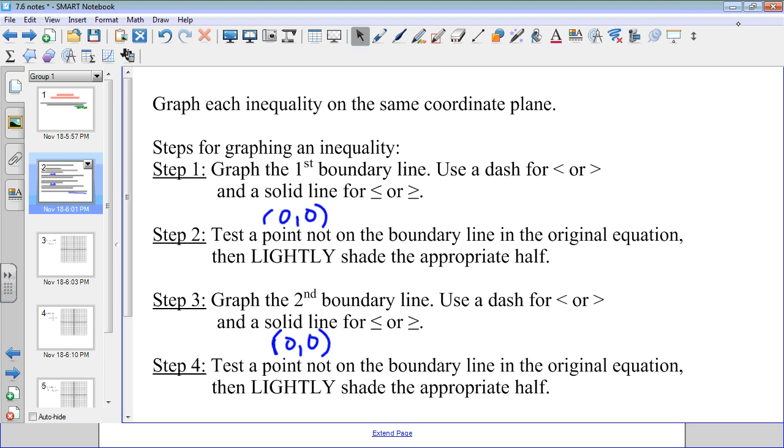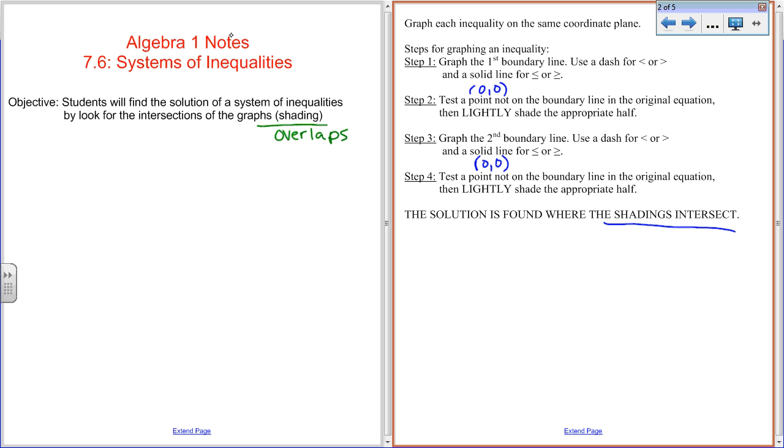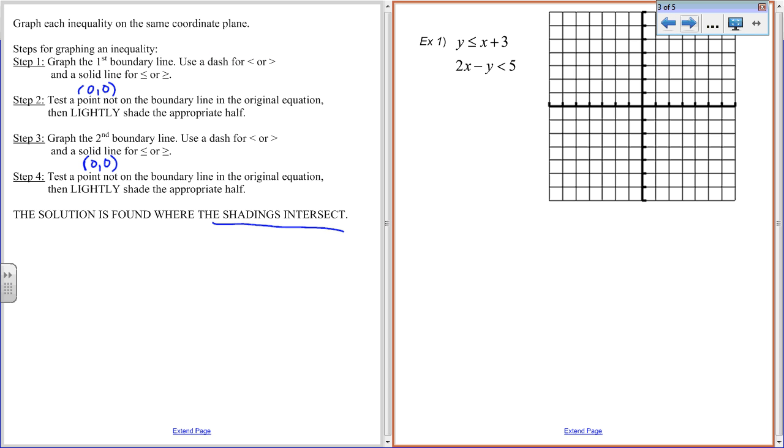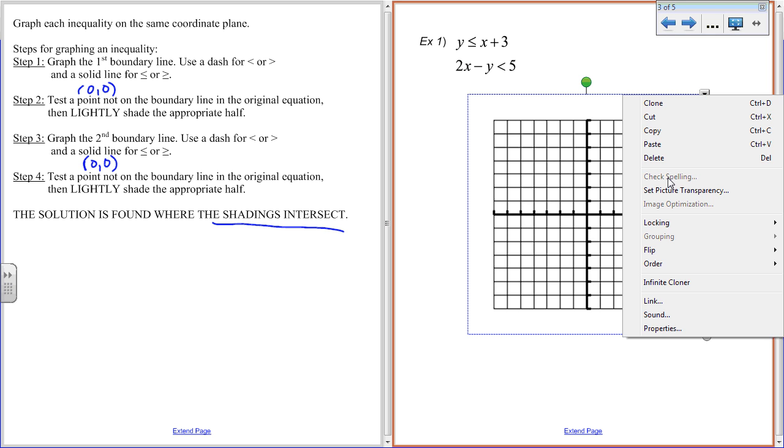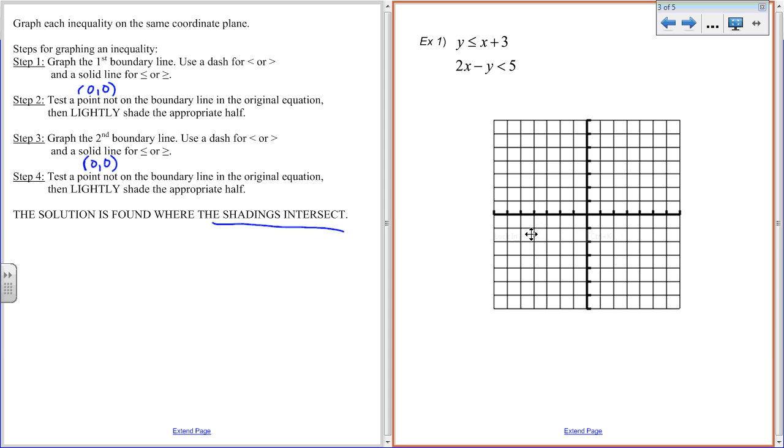So let's take a look at our first example and then go through there. All right, we have y is less than x plus 3. The nice thing about this is it is already solved for y. All right, so for this one, I'm going to put blue next to it so we know that's our blue line and our blue shading. So I'm going to start at positive 3.